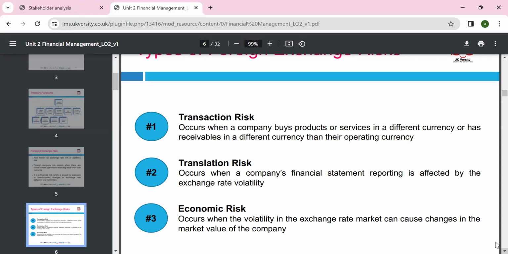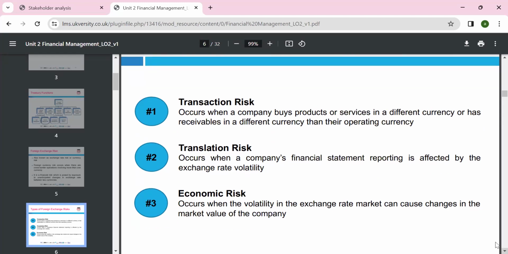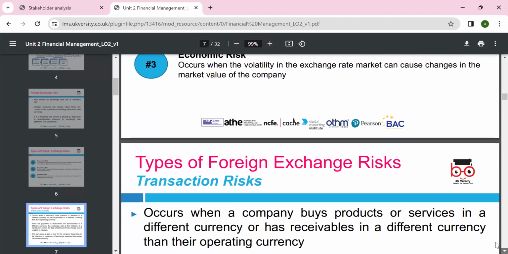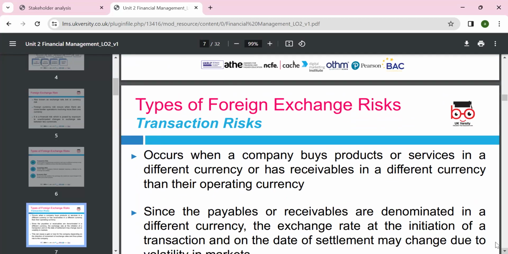Translational risk occurs when the company's financial statement reporting is affected by the exchange rate. Like, you're dealing in another currency, but your figures are reported in pounds, so you have to convert them into pounds. Then of course, sometimes we find we don't have a profit. So that's transactional and translational risk. Economic risk occurs when the volatility of the exchange rate market can cause a change in the market value of the company. So the value of GDP and all, and inflation are also affected.